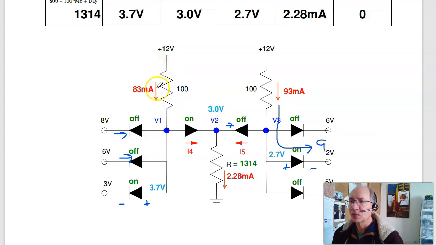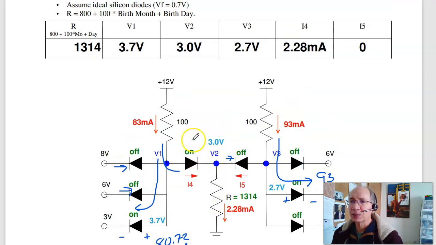The 83 milliamp splits. 2.28 goes right. The rest goes left. So this is 80.72 milliamps, if you care. And the 2.28 goes right, so that is I4. So there's the solution to problem number 2.